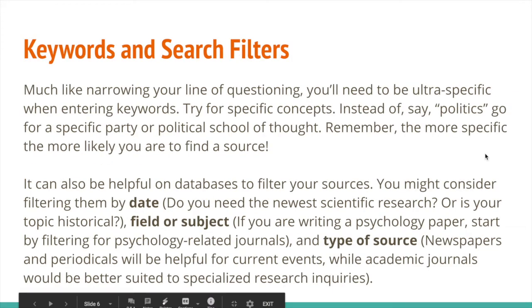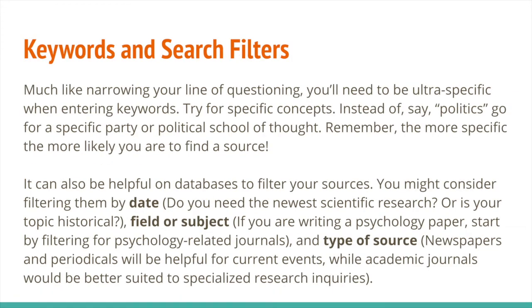Much like we just narrowed down our line of questioning, you'll also want to be ultra specific when you're entering keywords into like a database or a journal, a library website. Try searching for more specific concepts. This will net you more results and more relevant results when you're looking for sources. So instead of, say, the broad term of politics, you would want to go for a more specific party or political school of thought.